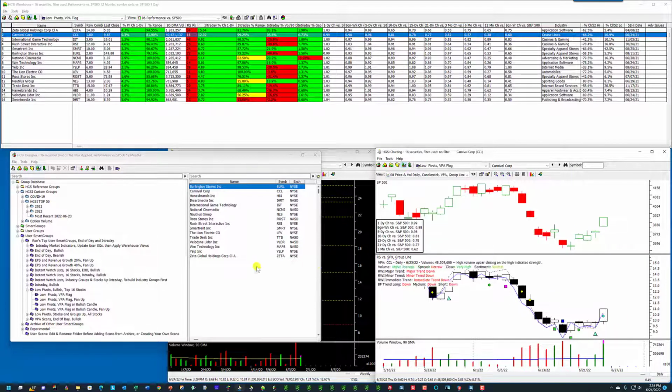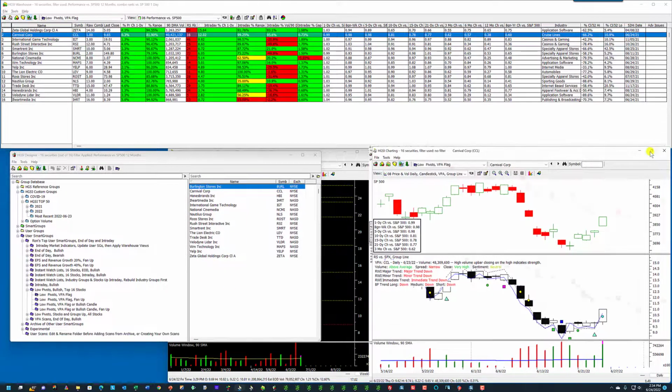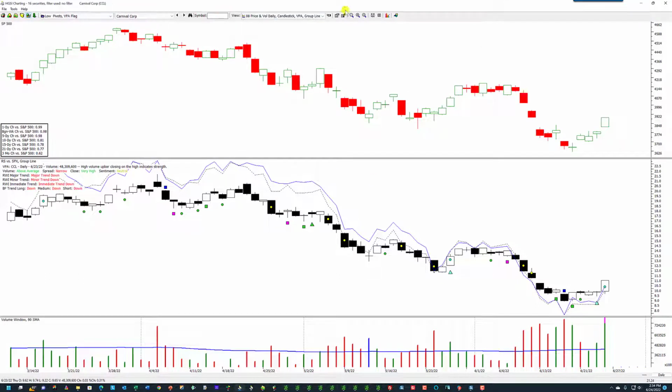We have a VPA flag. That's why it's included in this low pivot group. Let me make this larger and zoom in on this. I'm all the way in. Anyway, this low, as you can see, is slightly lower than this one, and the high is slightly lower than this one. So this is a low pivot with a VPA flag, and here's your buy point at the high of the prior day. So had I been watching this at the beginning of the day and looking for a trade, this was a buy point.